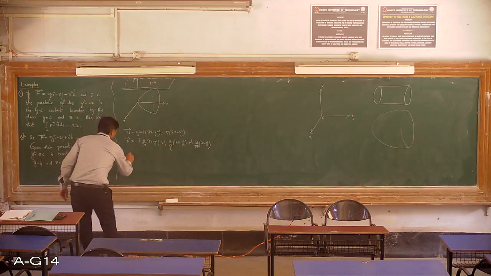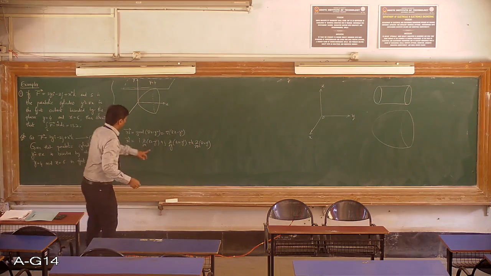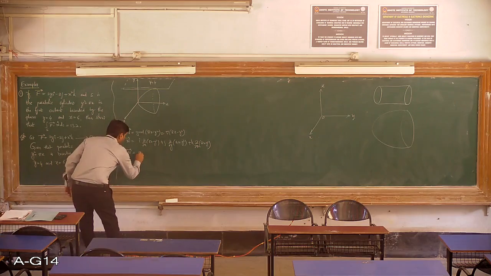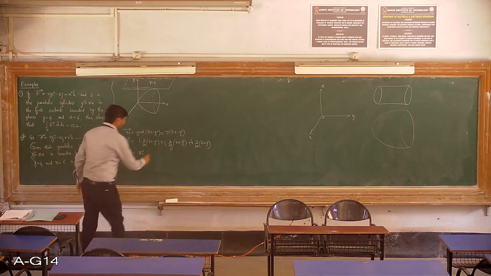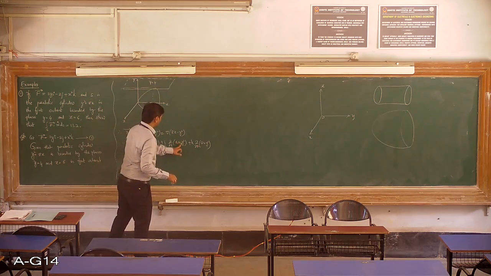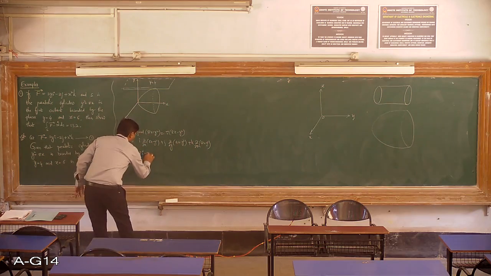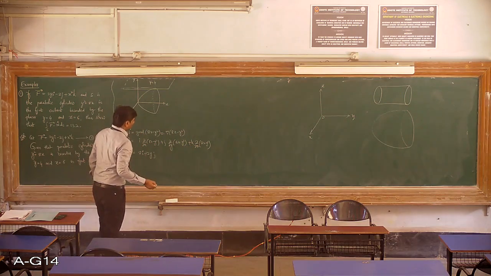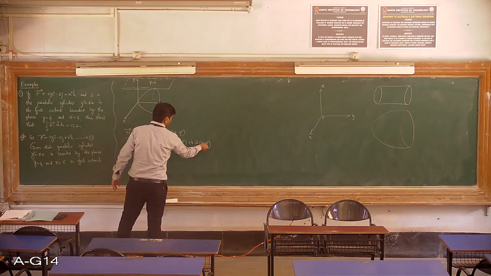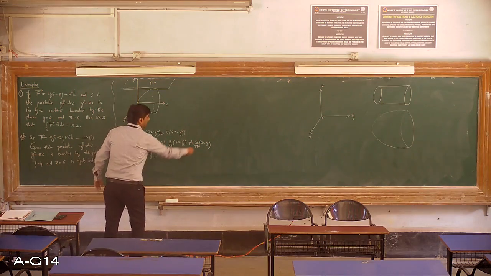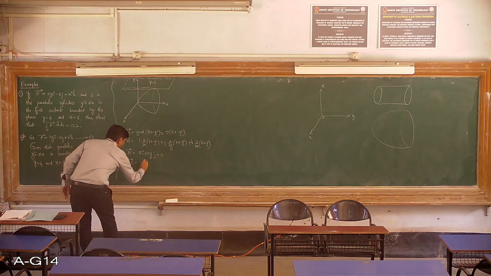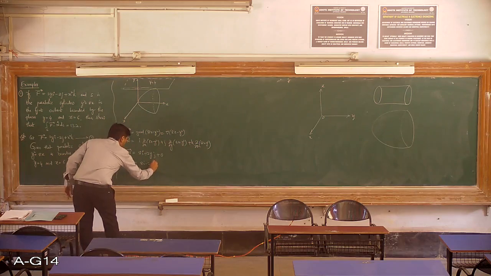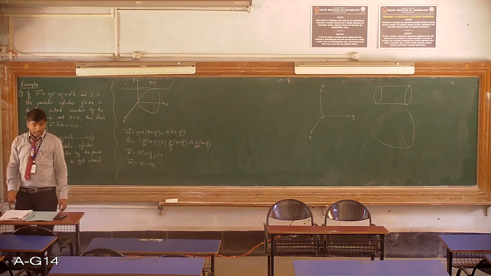Now find the partial derivatives. Dou by dou x: here you will get 8 times i, because the other term will be 0, since the derivative of 8x with respect to x is 8. Next, with respect to y, this will be 0 minus 2y, so minus 2y j. With respect to z, there is no z term, so it will be 0. Therefore n is 8 times i minus 2y times j.